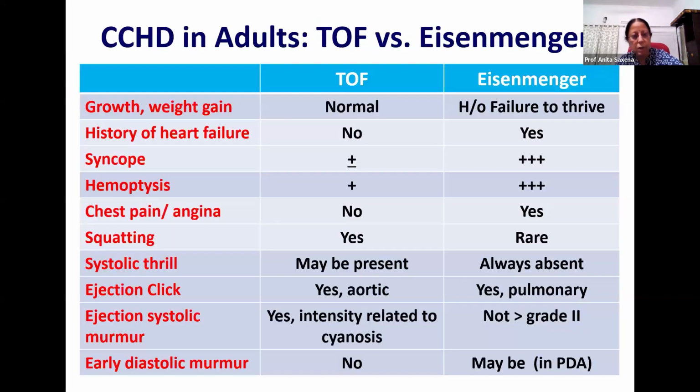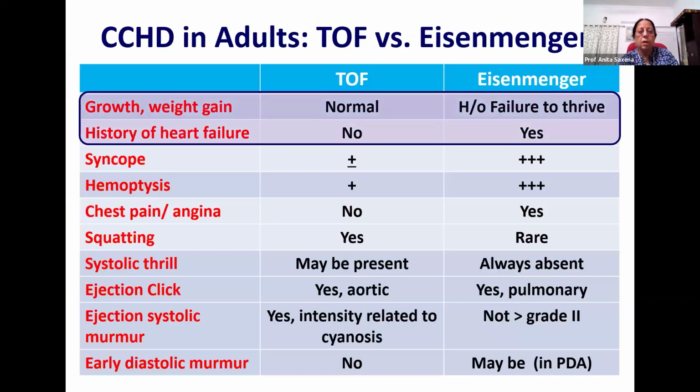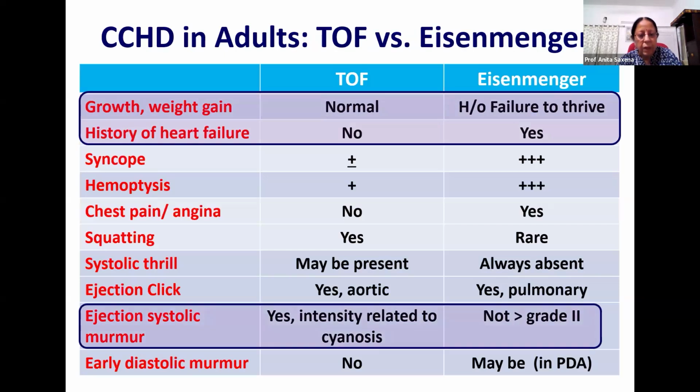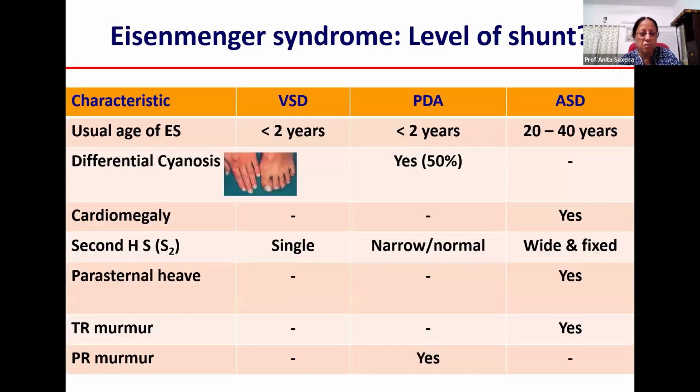So how do we differentiate? If you have a history of failure to thrive or heart failure in infancy, that is going to be there in Eisenmenger, and not in tetralogy. And then the ejection systolic murmur. Remember, a click is going to be there in both, because it will be an aortic click in tetralogy and a pulmonary click in Eisenmenger, but it is the murmur, and we did discuss that any murmur which is more than grade 2 should never be thought of as Eisenmenger. It has to be tetralogy or tetralogy physiology.